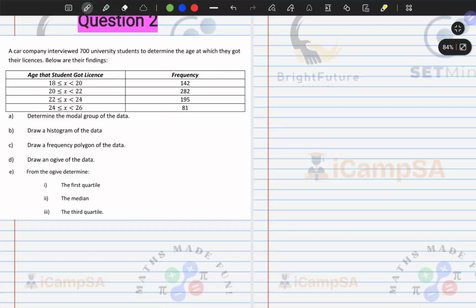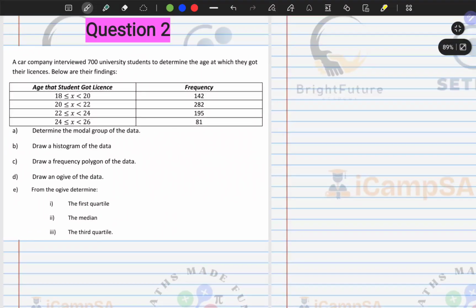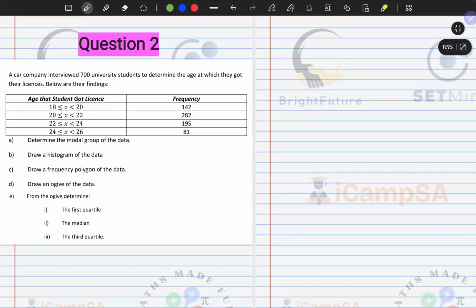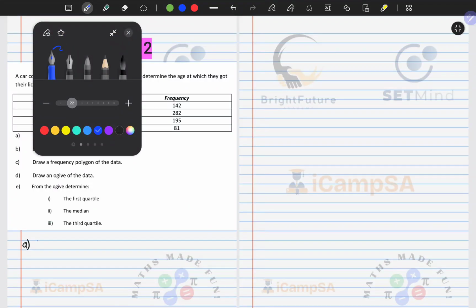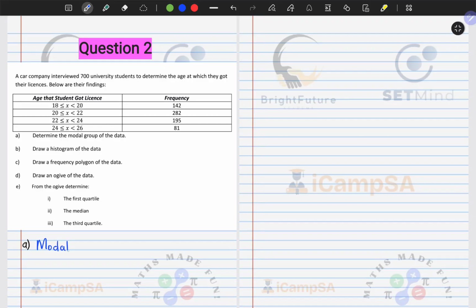And this is the question that we are going to be looking at, and it reads, this is going to be our question 2. A company interviewed 700 university students to determine at which age they got their licenses. Below are the findings. Okay. So we have people who are between 18 and 20, it's 142, and so on and so forth. Okay. So for A, we are required to determine the modal group. We are required to figure out what is the modal group.